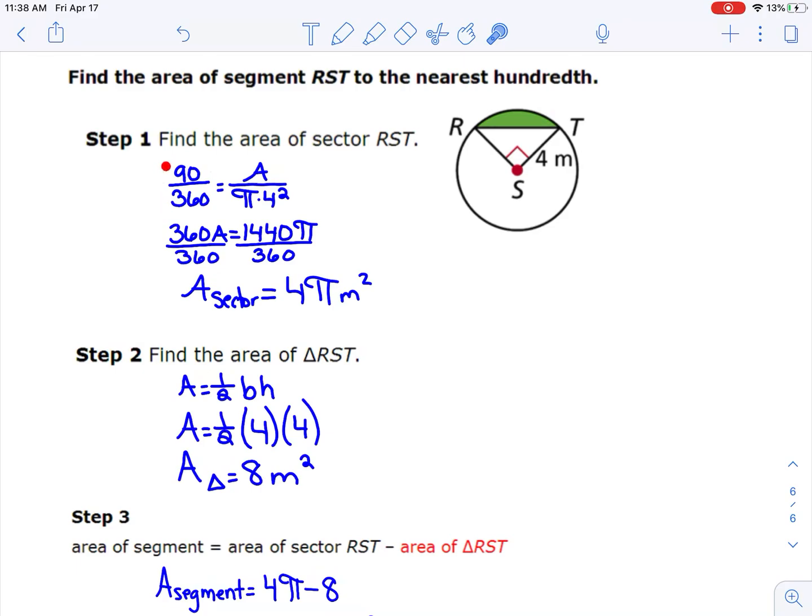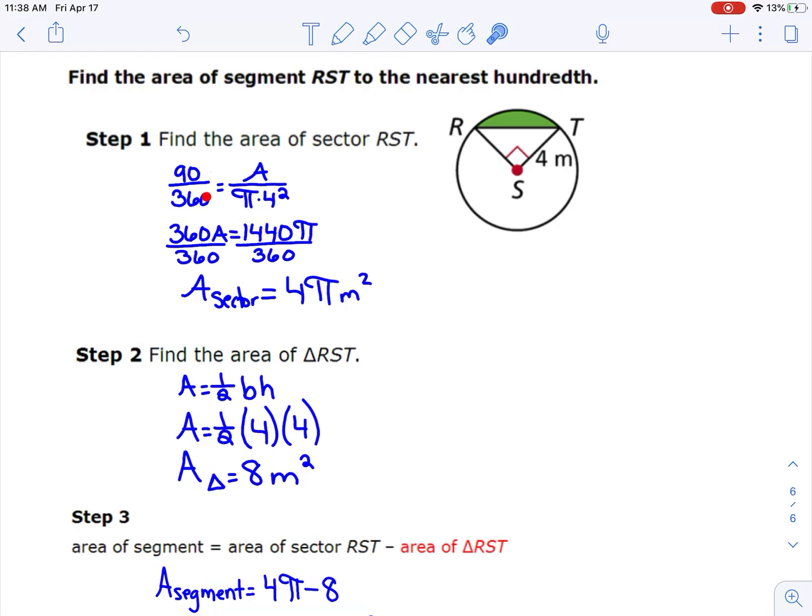So we have 90 over 360 on one side of our proportion. And then on the other side of our proportion, we have A for the area of our sector, which we're going to find, over the area of our circle, which we find by taking pi times r squared. Our radius in this case is 4 meters, so we have pi times 4 squared.